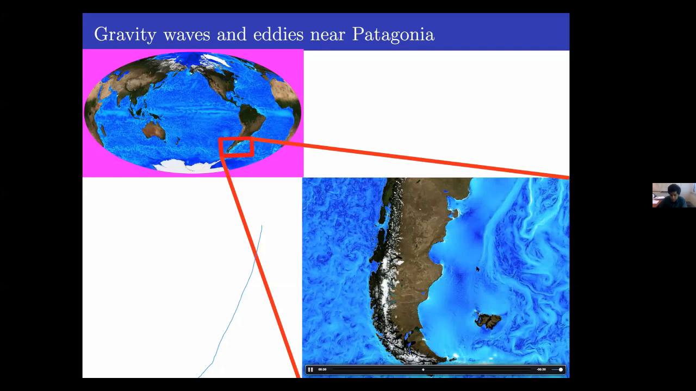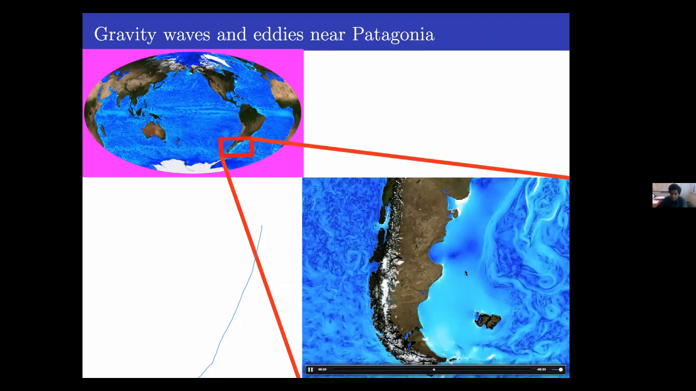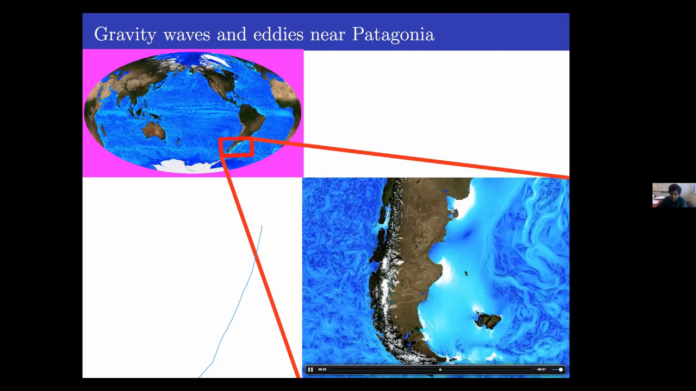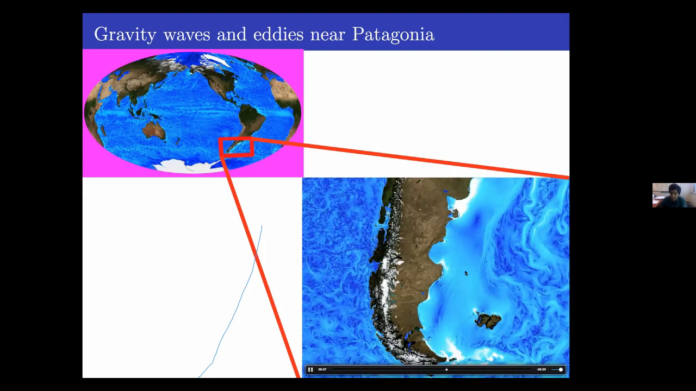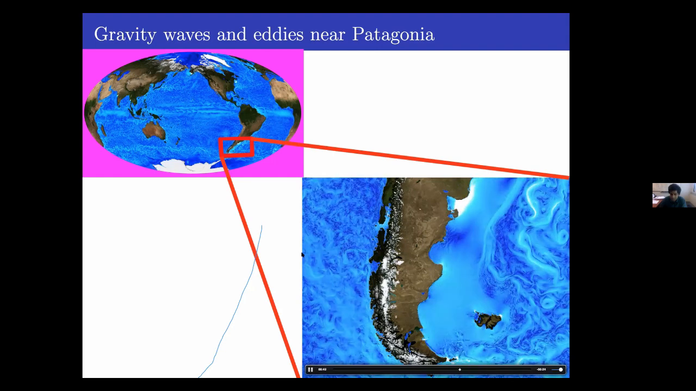Sorry, question. Yes, go ahead. So these are real data or simulations? Simulation. This is a global scale simulation. Simulation, okay. Is there also real data of similar quality?